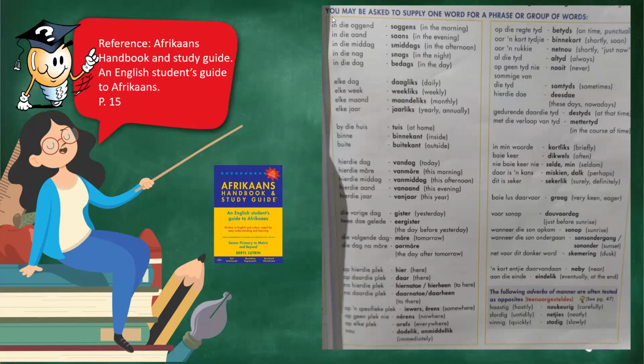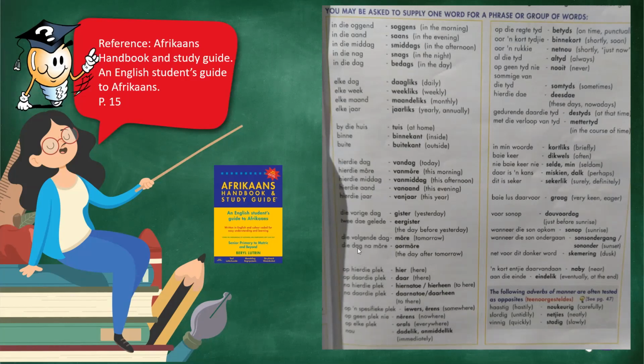If I want to say something's happening in the oggend, instead of writing those 3 words, I can just say soggens, which means in the morning. Something in the middag, smiddags, in the afternoon. Again, just go and study it. By die huis, which is a nice word for tuis. Hierdie middag, vanmiddag, which is this afternoon. Die volgende dag is môre, tomorrow.